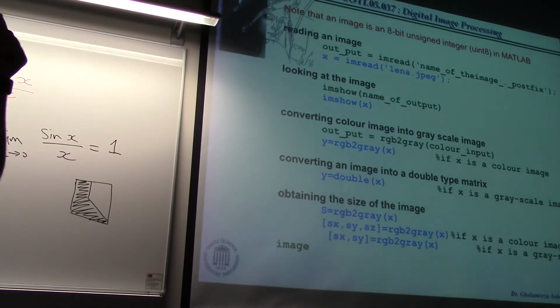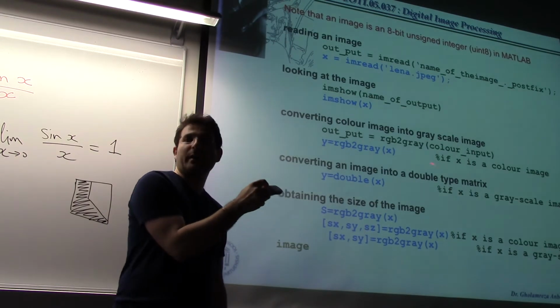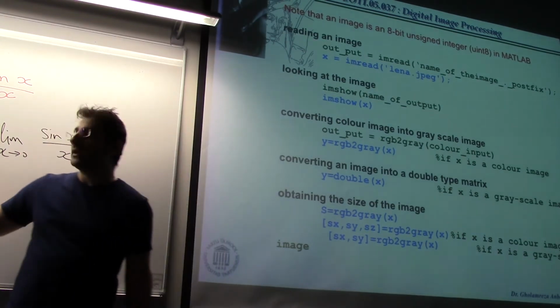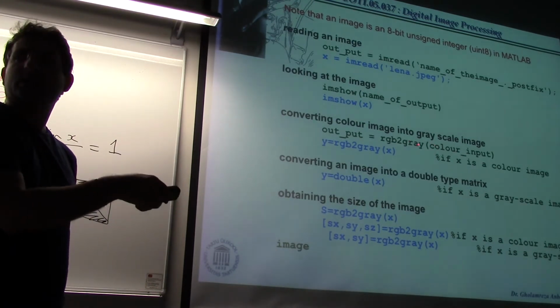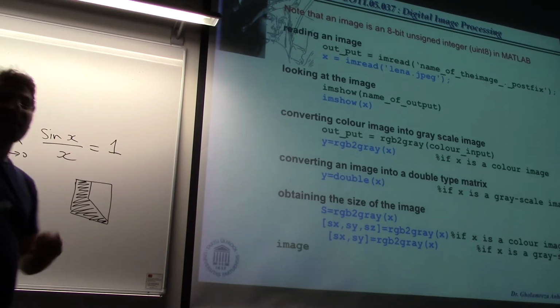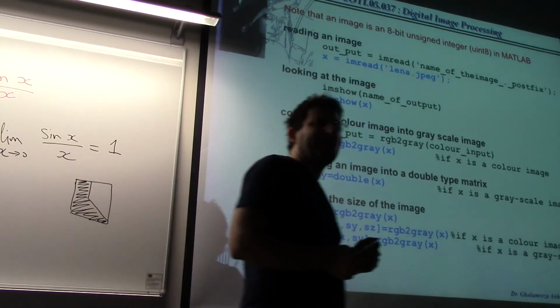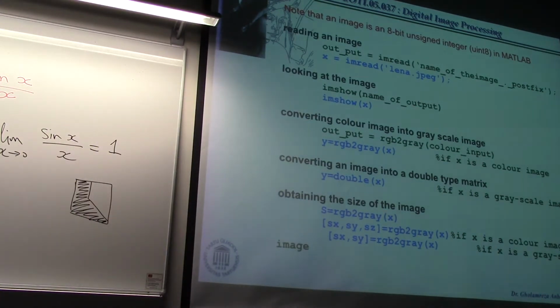I have given you lots of sample images, and the majority of them are color images, but we want to work with unsigned integer 8-bit images. In other words, we have to convert them into grayscale. So we use this command, rgb2gray. And many of the operations that you want to do on an image are actually mathematical operations.